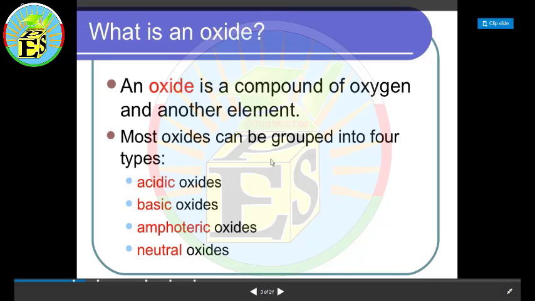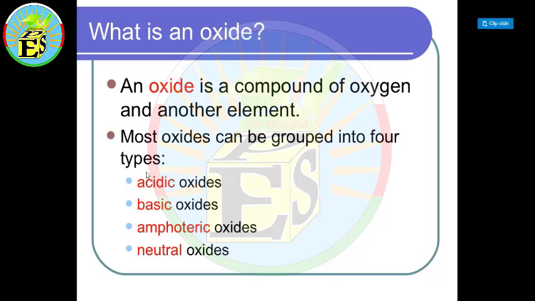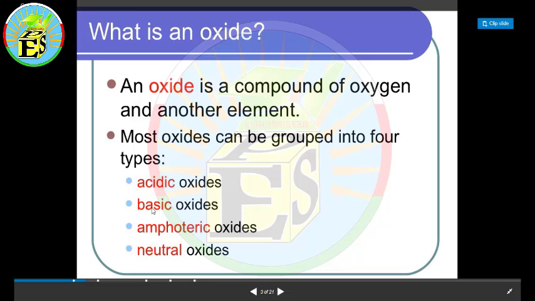Most oxides can be grouped into 4 types. These are acidic oxides, basic oxides, amphoteric oxides, and neutral oxides. Today we will discuss 2 types, and in the next lecture we will discuss the other 2. So we are going to discuss acidic and basic oxides today.